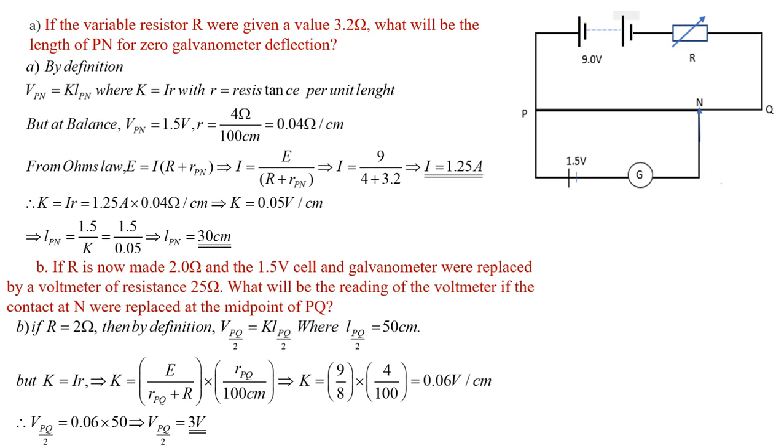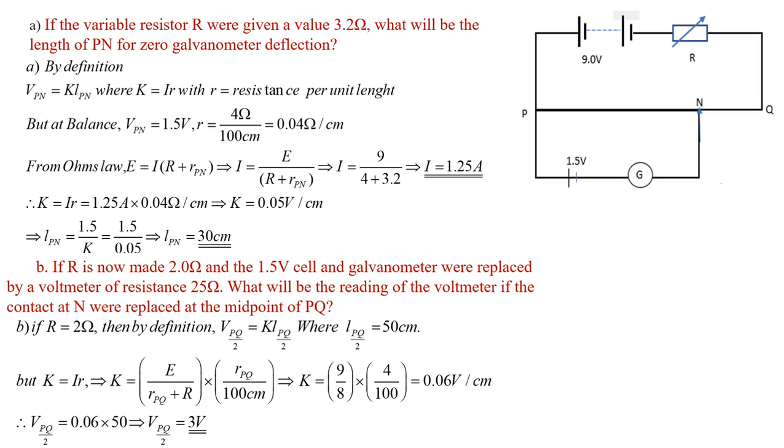And so just doing numerical application, we get that our new K will simply be 9 divided by 8 plus 4 on 10. So this gives us a potential gradient of 0.06 volts per centimeter, and at this stage we get that VPQ will simply be 0.06 times 50, which is the length, and so VPQ will be 3 volts, which is going to be the reading of our voltmeter.